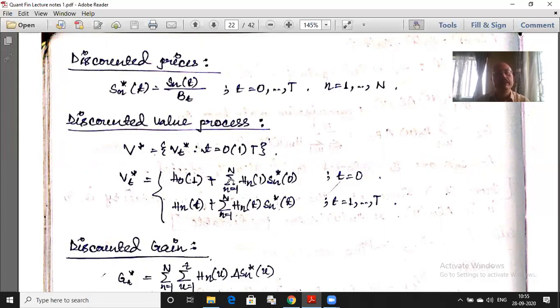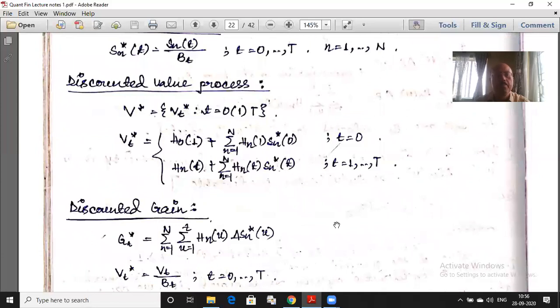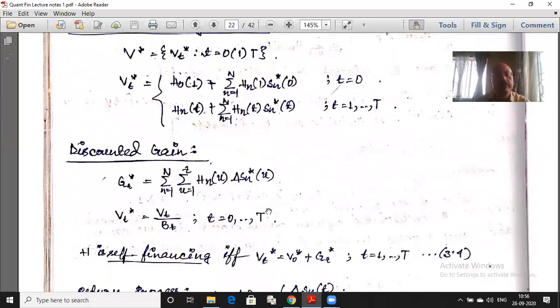How is Vt star defined? Again, I need two pieces, one for time 0 and the second piece for all the other time points. But what I do is I will discount by the bank process. So the bank process will vanish from the first term and all the terms inside the summation becomes Sn star. That is as it was earlier, only now I am looking at a multi-period version of it. Otherwise it's the same. Discounted gain, same way.